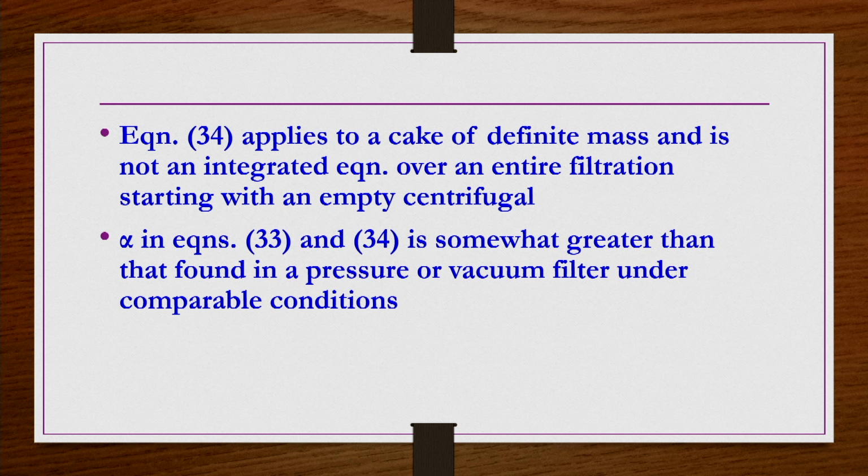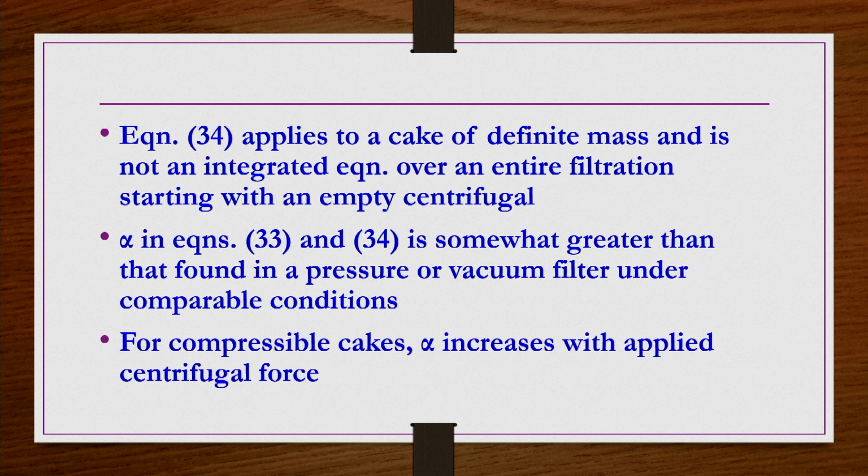Alpha in these equations is somewhat greater than that found in a pressure or vacuum filter under comparable conditions. For compressible cakes, alpha increases with applied centrifugal force. However, in this theory, in the equations that we develop, we assume that alpha is independent of delta P, and an average delta P should be taken as a constant value for that alpha, though it increases with increasing centrifugal force.